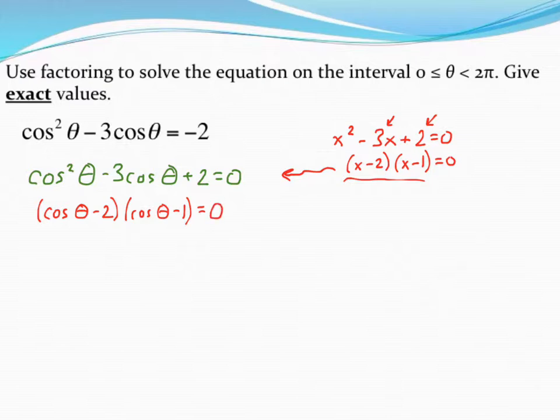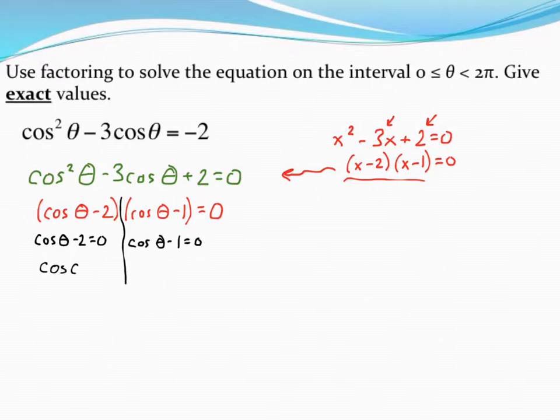Now, since I have two things being multiplied together to equal 0, I know that one of those two things must be 0, and so I have two equations to solve now. Either cosine of theta minus 2 is equal to 0, or cosine of theta minus 1 is equal to 0. Now solving those two mini equations, I'll start with the one on the left.